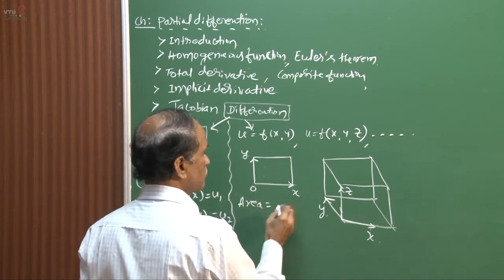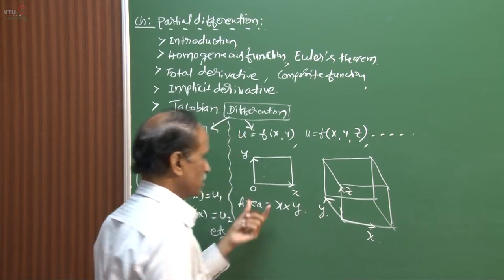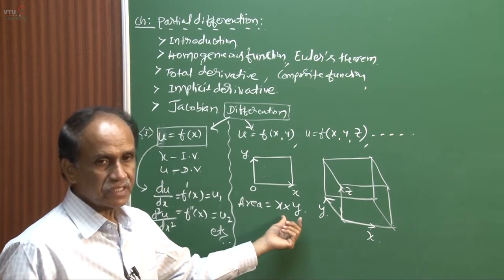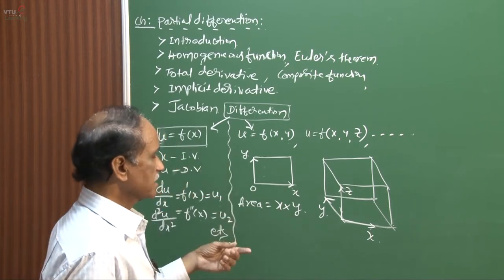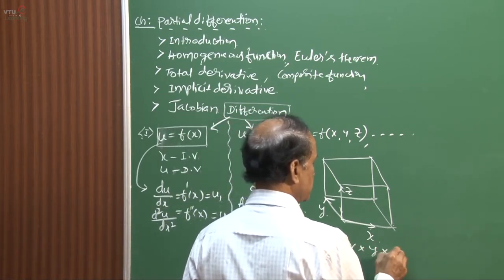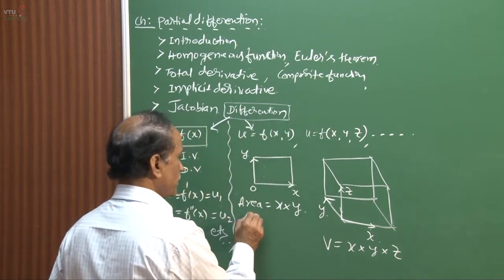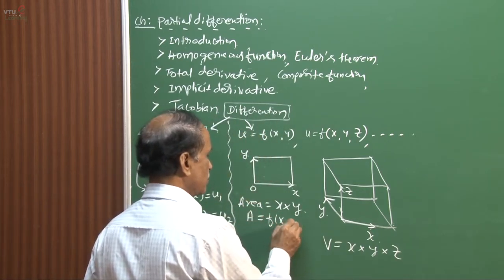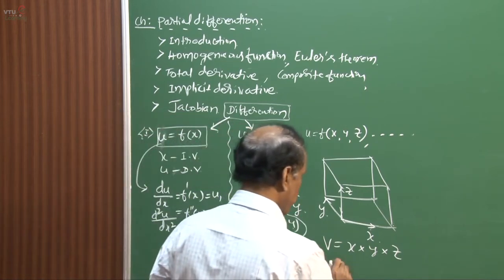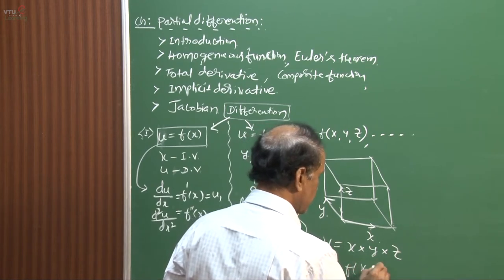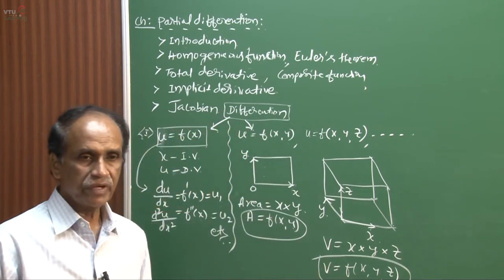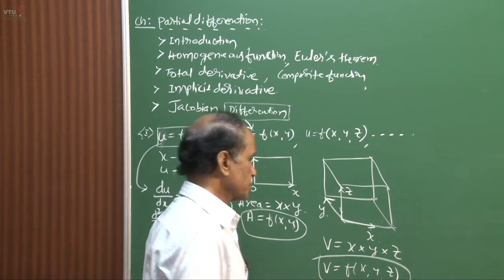Therefore, here I am going to calculate the area. What is that area? Length into width. That means x length and y length. That means area is equal to the product of two quantities, the length on the x axis and the length on the y axis. Similarly, volume is equal to x into y into z. Therefore, this area is equal to a function of x comma y. This is a function of more than one variable. And similarly, volume is also a function of x comma y comma z. This is completely with respect to three variables. Therefore, a function of two variables and a function of three variables.